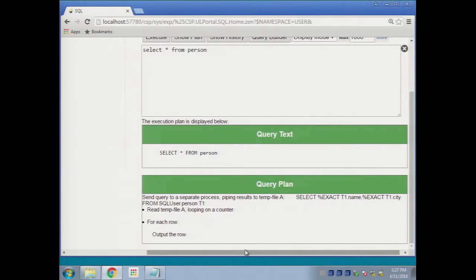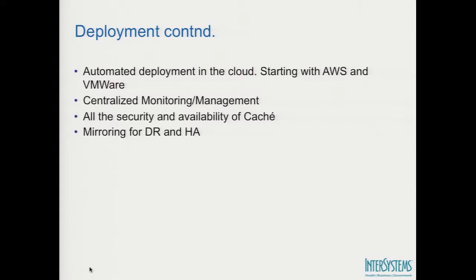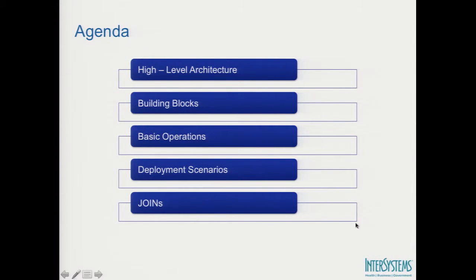Though the difference is, if you look at the query plan, if that would be a single instance, what we'll see here is read the master map for your person table and one by one output the row. Here we send results to the separate process. In fact, we send them to the separate nodes, aggregating the data back and outputting those results back to the customer. So standard SQL as is.